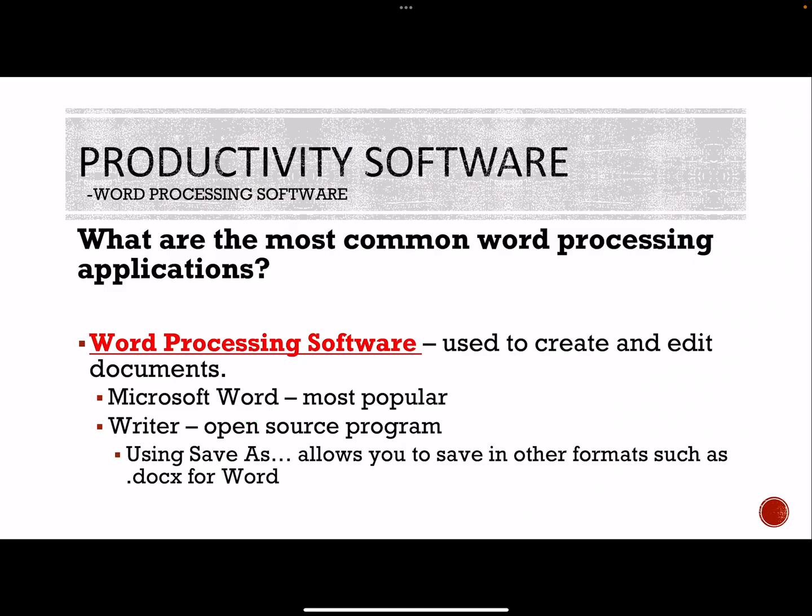What are the most common word processing applications? You've probably used word processing software to create and edit documents such as research papers, class notes, and resumes. Microsoft Word is the most popular word processing program that you can buy and install on your computer. If you're looking for a more affordable alternative, you might want to try an open source program such as Writer. When saving a document in Writer, the default format has an open document extension, which is a .odt file. However, by using the Save As command, you can save files in other formats such as .docx for Word.